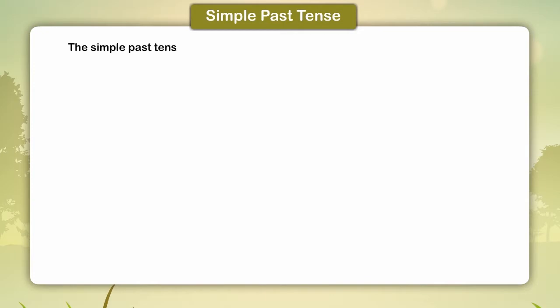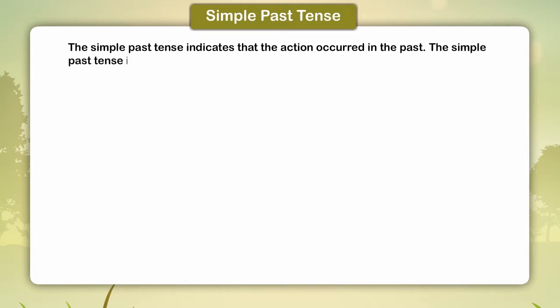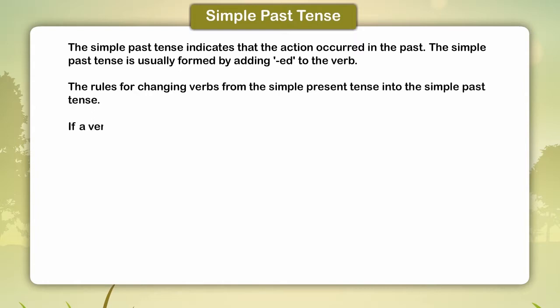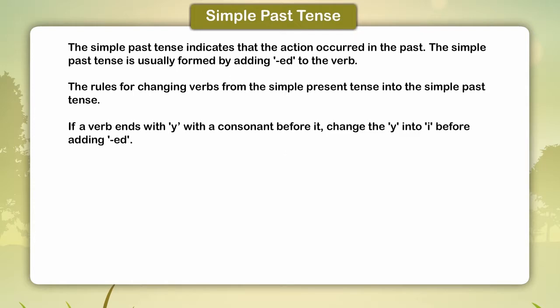The simple past tense indicates that the action occurred in the past. The simple past tense is usually formed by adding ed to the verb. The rules for changing verbs from the simple present tense into the simple past tense are: if a verb ends with y with a consonant before it, change the y into i before adding ed.